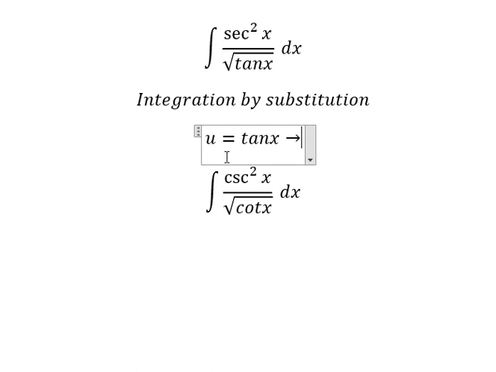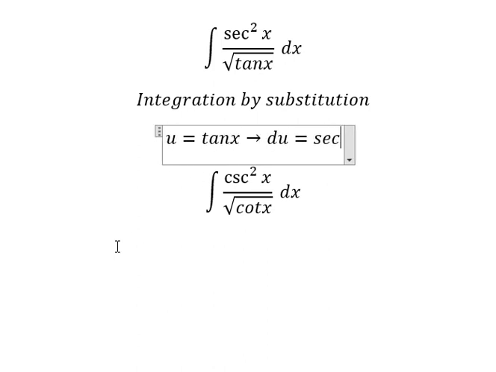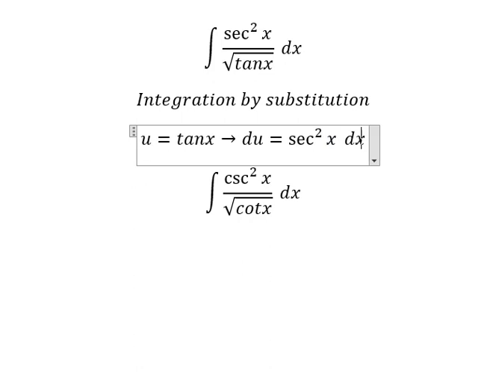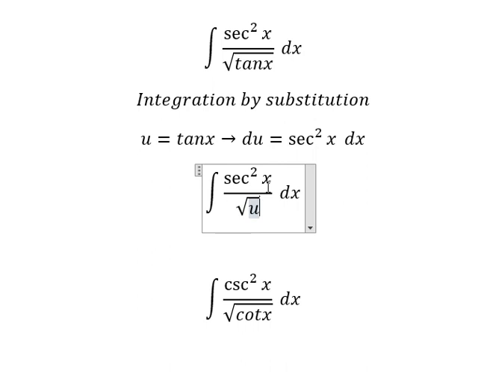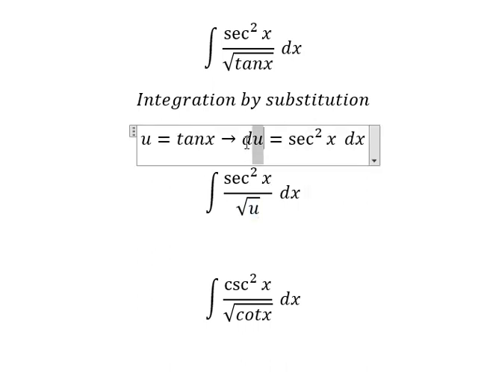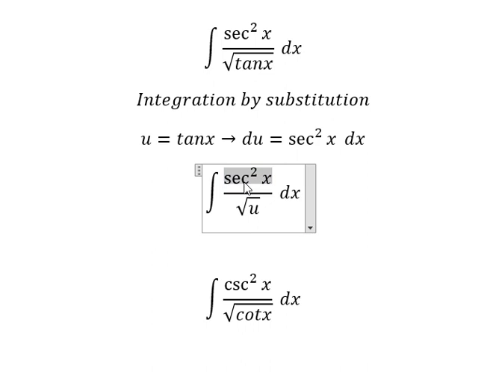Later, we take the first derivative of both sides, and we have du equals secant squared x dx. So this one, secant squared x dx, we change to du.